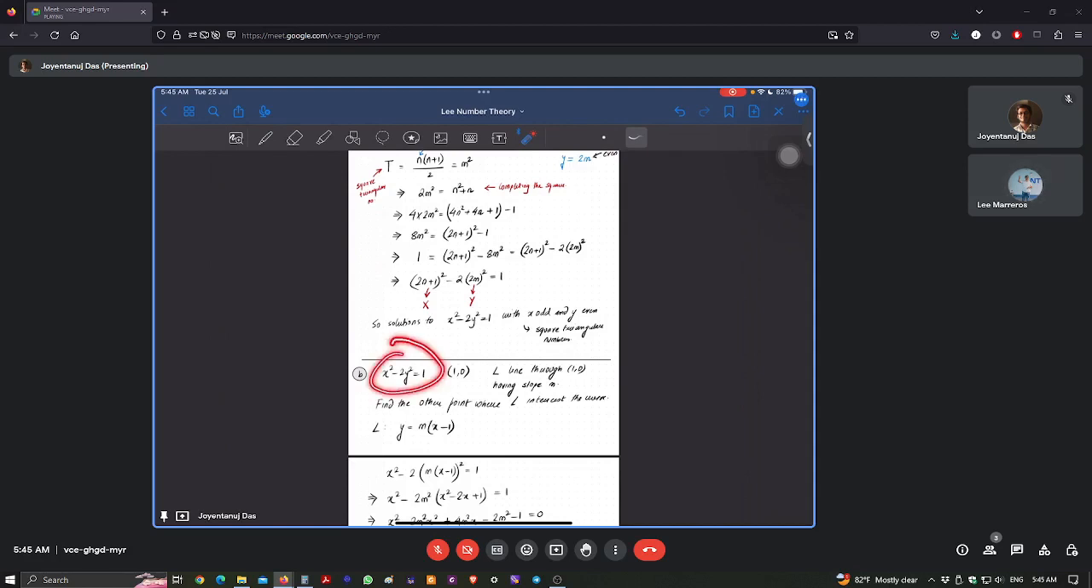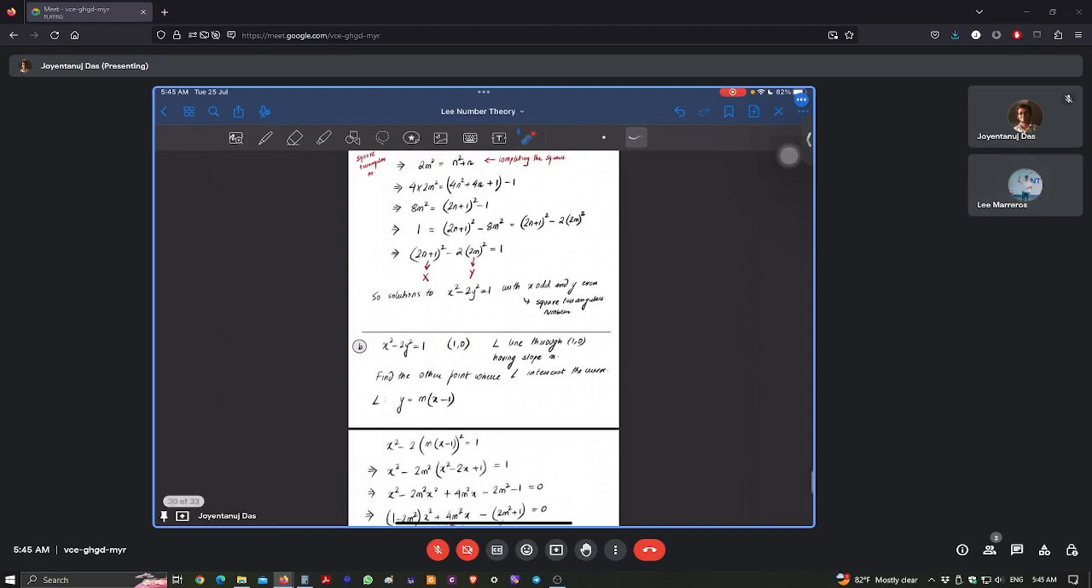This is my equation, and I know that (1, 0) is a solution, right? Okay, so then we use our usual trick. We draw a line L that passes through (1, 0) and has slope m. So m is a rational number, right? So it will intersect this curve at another point. We want to find that point, right? So this is the equation of the line, and it intersects this curve at another point.